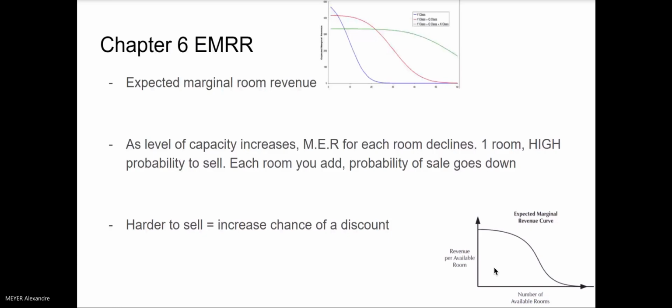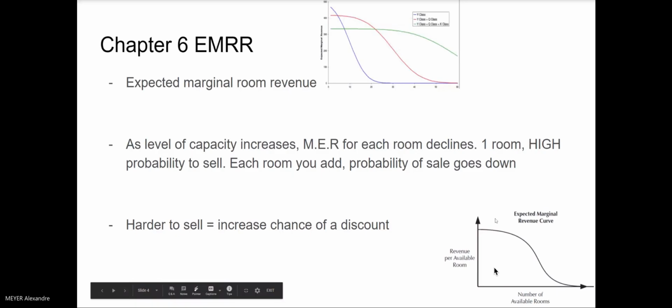In other words, you have a 100% chance of selling one room. However, if you have 300 rooms, you have a very low probability to sell your 299th room, right? So your marginal expected revenue for each room that you sell declines. So you can see it in this curve here on the bottom right. You actually see that the curve goes down eventually, so that your expected marginal room revenue goes down, right?